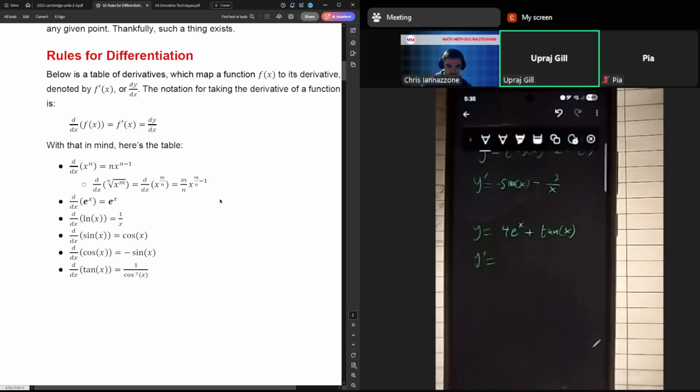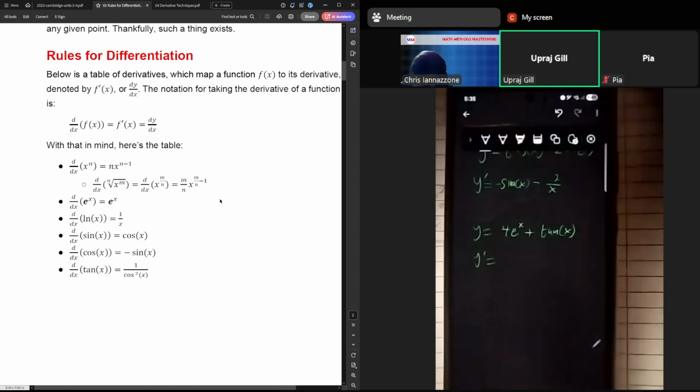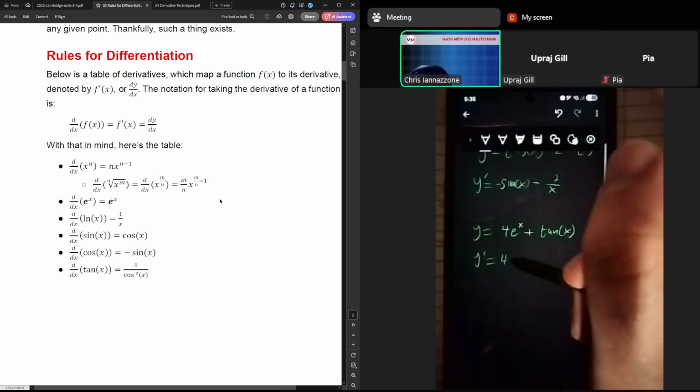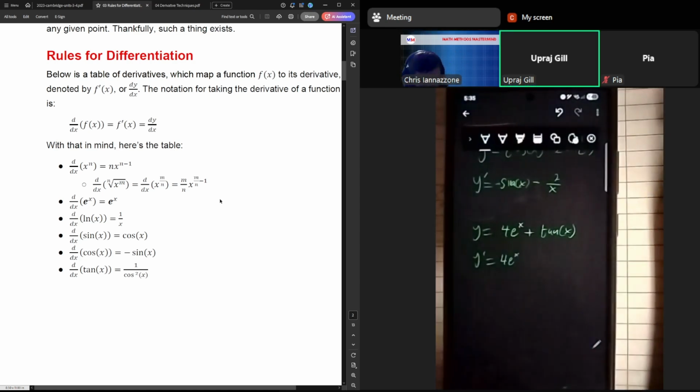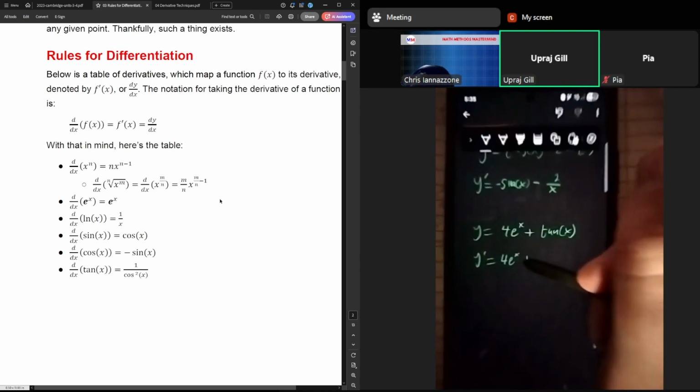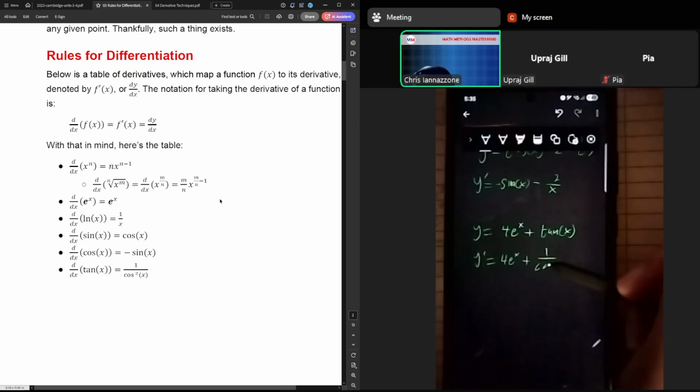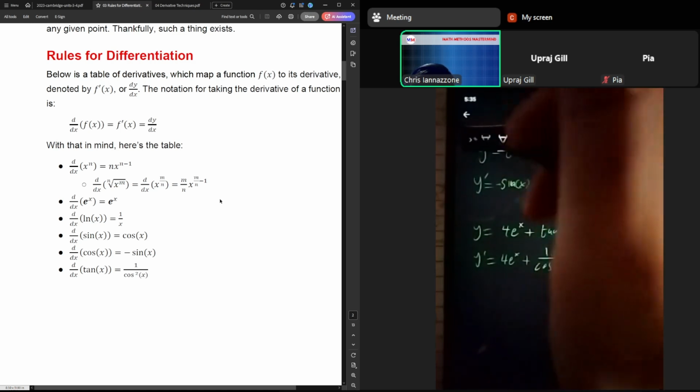So the 4 e to the x stays the same, and then the tan x becomes 1 over cos squared x. Exactly right, 1 over cos squared x. Cool, and that's our full derivative there.